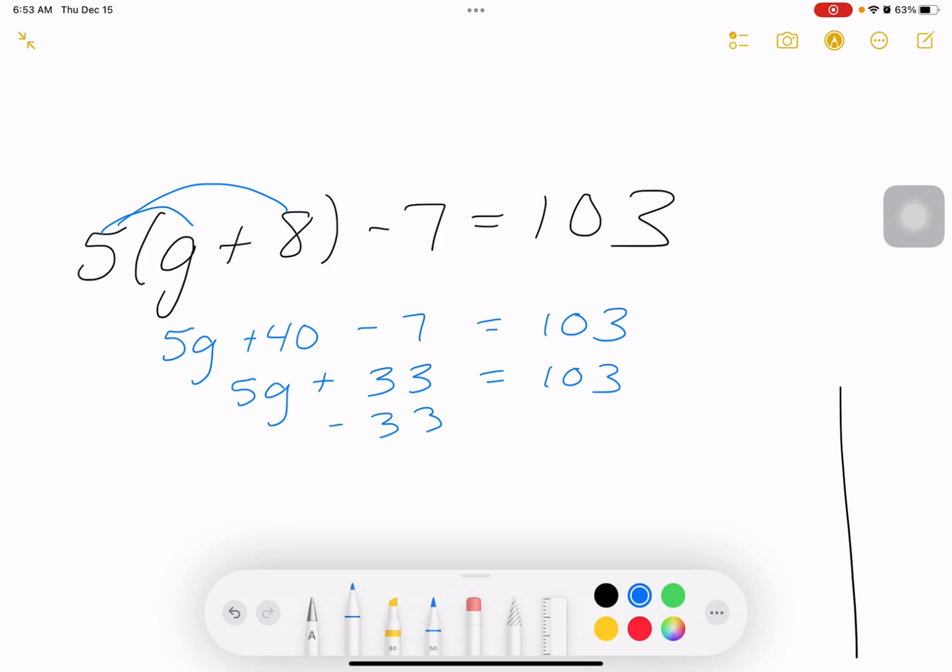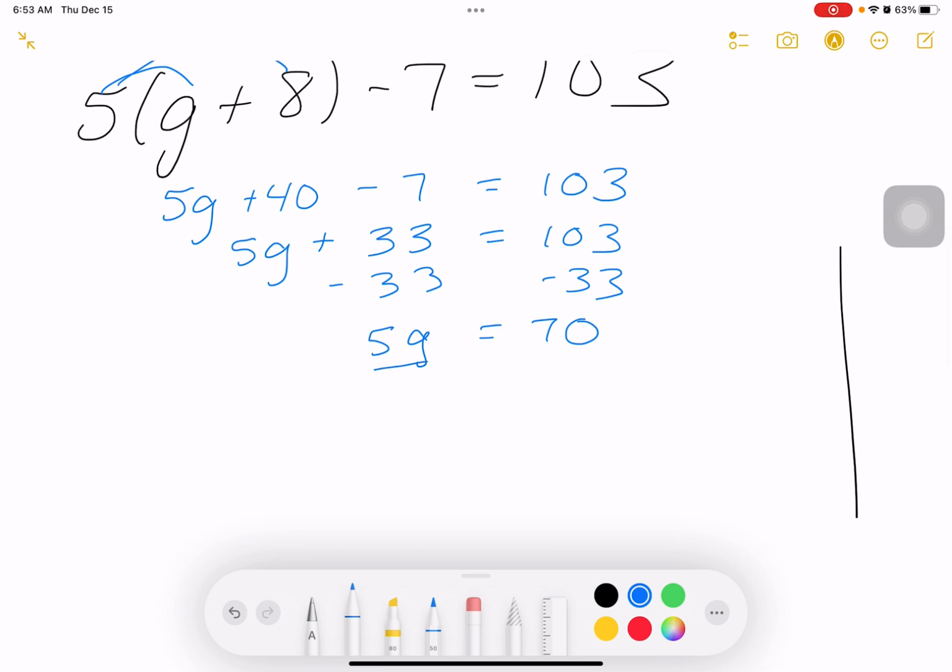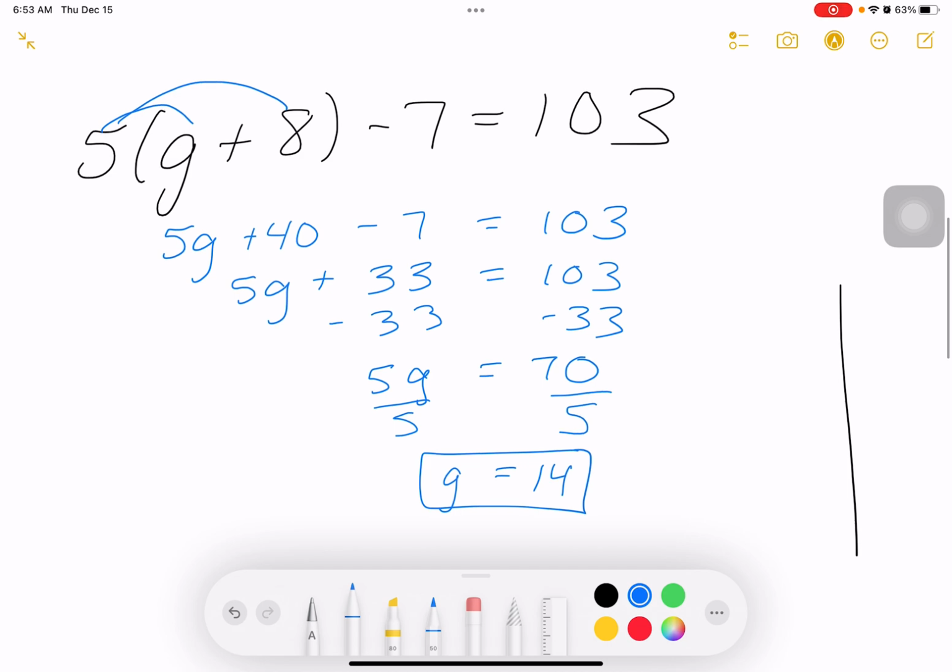Now I'll subtract 33 from both sides. So I get 5g equals 70. And if I divide by 5, I end up with g equaling 14. And if I want to check my answer, again, I put it back into the equation and see, will it give me an answer of 103? If it does, I know that I am right on track.